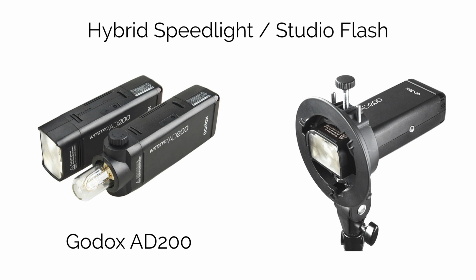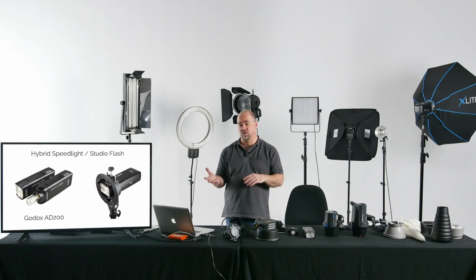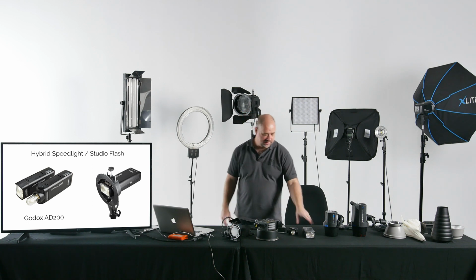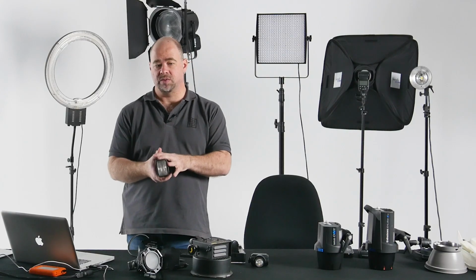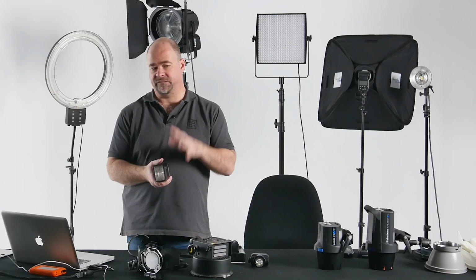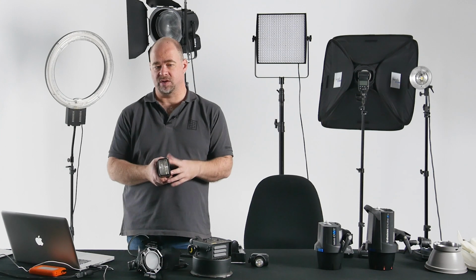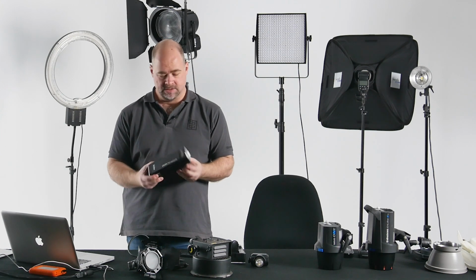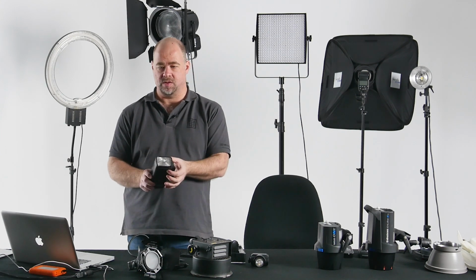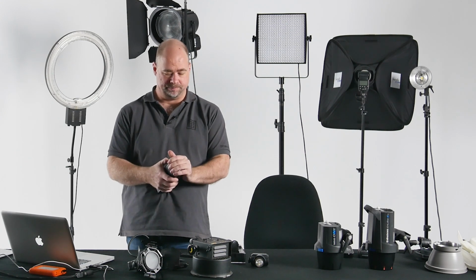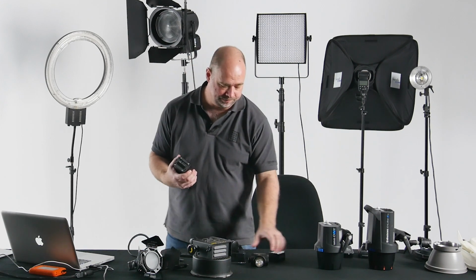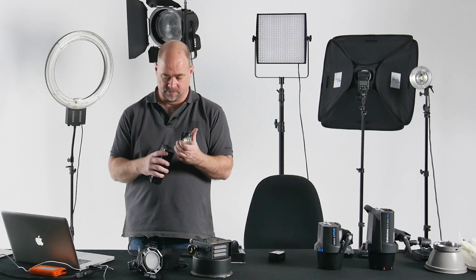There is now a bit of a hybrid between your speed lights and your full-on studio flashes. That's something like this little guy here, which is the Godox AD200. It's 200 watt seconds, so it's about 5 times more powerful than a speed light. It has a typical speed light head there, but you can also replace the head with this.